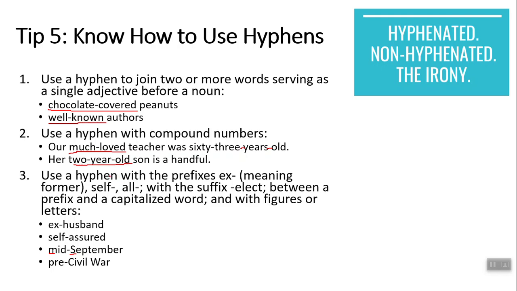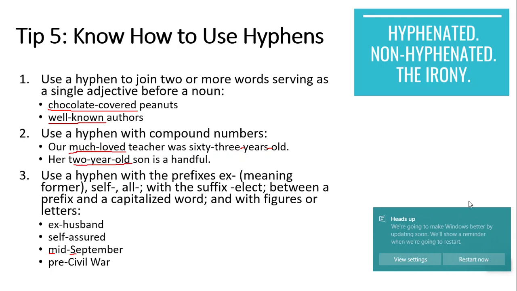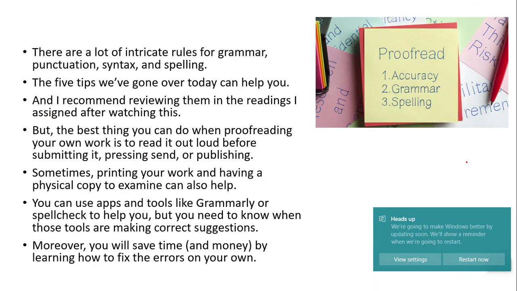If you have the word self in there, or if you have all, like self-assured, all-knowing, president-elect, those all get hyphens. You have it between a prefix and a capitalized word, like ex-husband, and a capitalized word like mid-September or pre-Civil War. And you keep that first part of the word there, not capitalized.